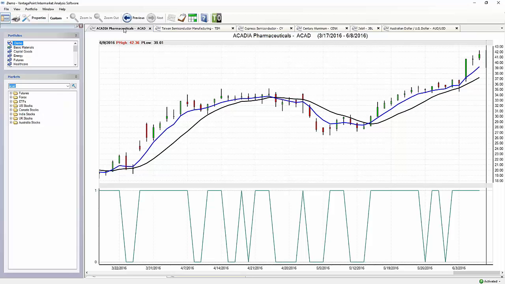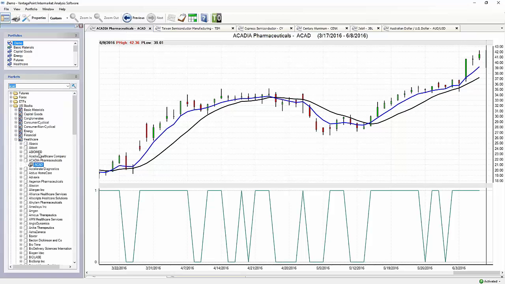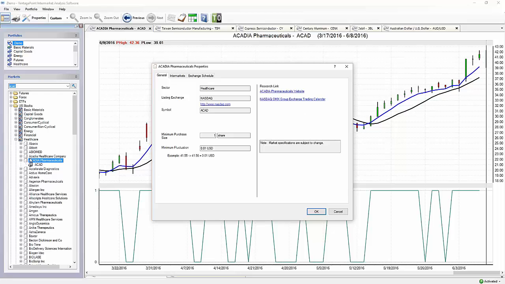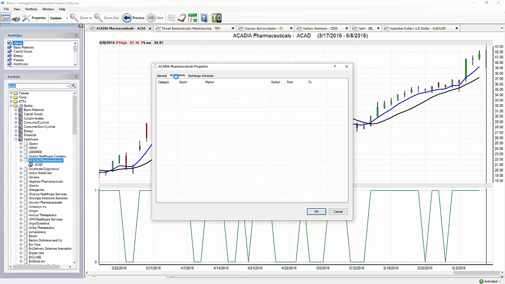Now, I have this chart up here for Acadia Pharmaceuticals. I've been watching this for several weeks now, but we're going to open up this chart here, and I want to show you something extremely interesting. This is just really great stuff. We can open up Acadia Pharmaceuticals, open up the properties, and I'm clicking on Intermarkets here.